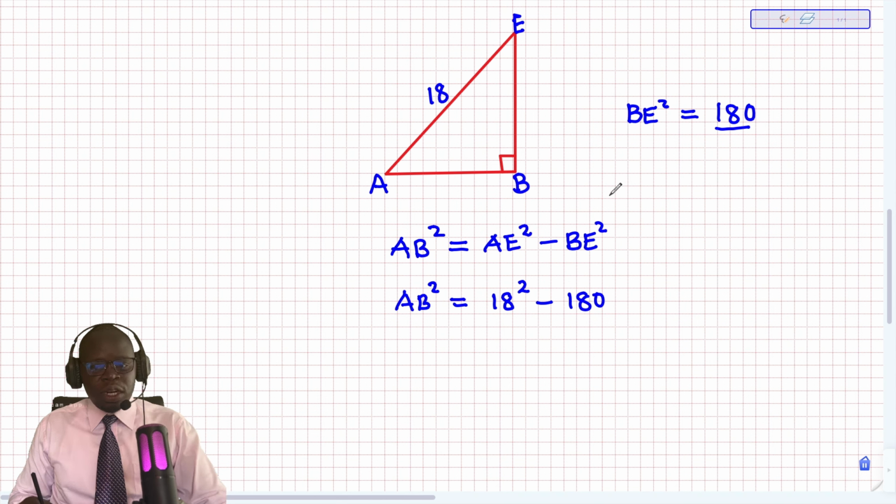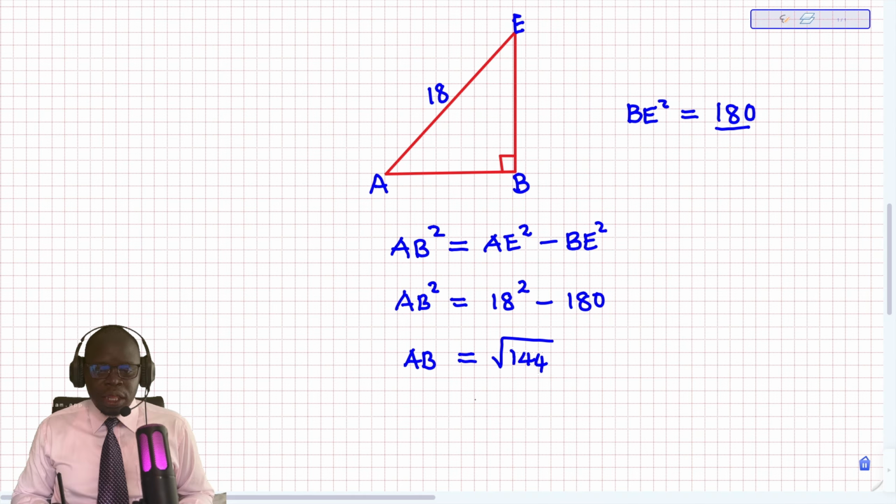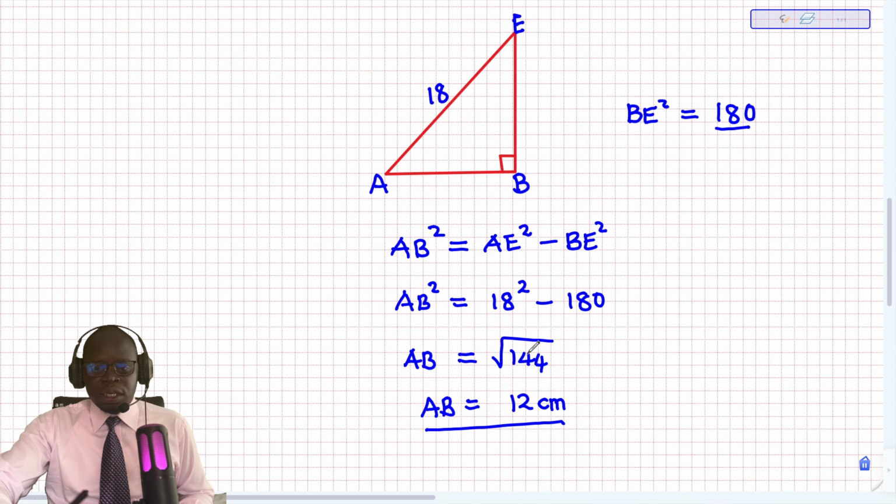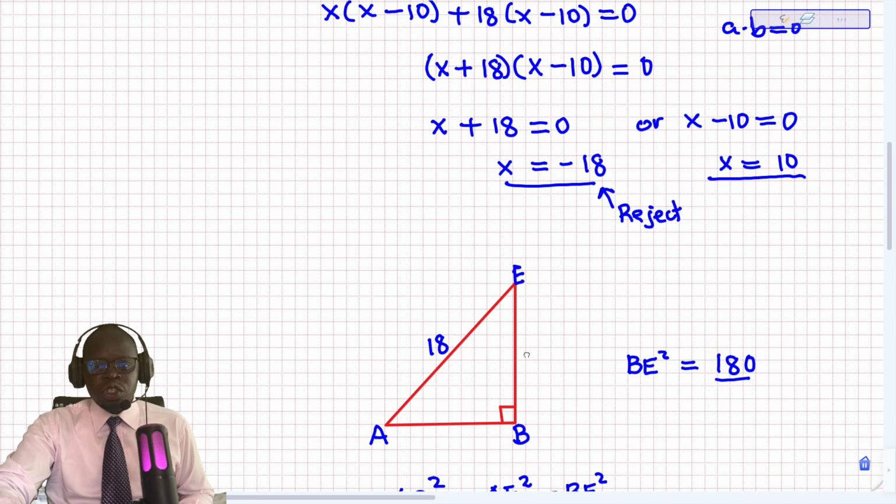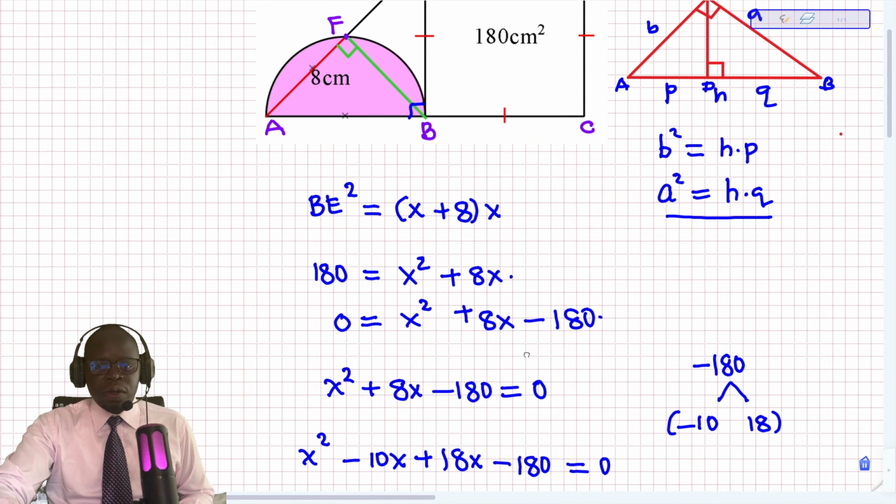So let's move on and maybe have our calculator to square our 18, and we subtract out our 180 to obtain 144. Therefore, AB is the same as 12, and since the measurement was in centimeters, then this must also be centimeters. Now let's move back to our geometry to see how it's coming up.